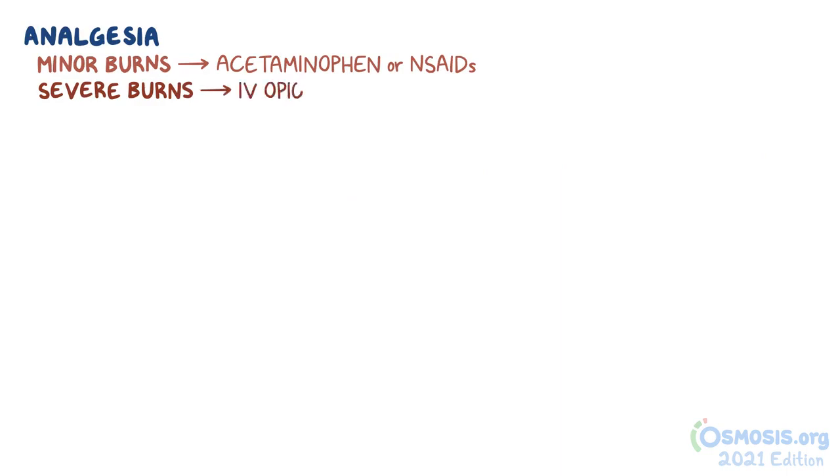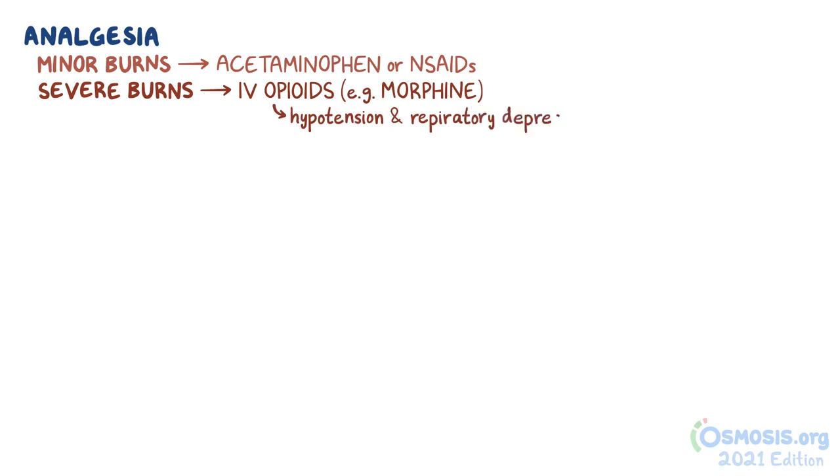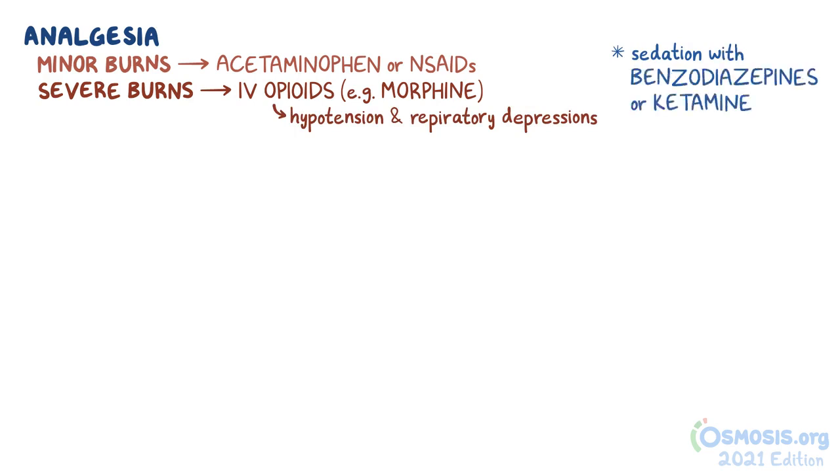A crucial aspect of burn management is analgesia. In minor burns, acetaminophen or non-steroidal anti-inflammatory drugs can be given. However, in more severe burns, IV opioids like morphine can help, especially if they're given early on. However, a challenging balance should be maintained because opioids can cause hypotension and respiratory depression, side effects that we don't want in burns. Additionally, sedation with benzodiazepines or ketamine can be initiated to ease taking care of the wounds.